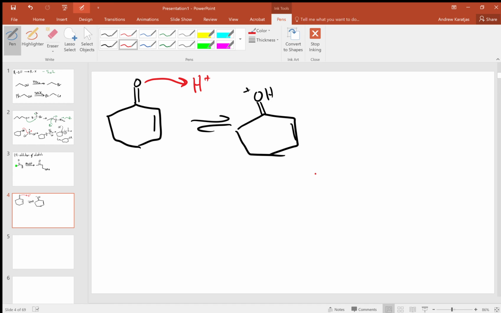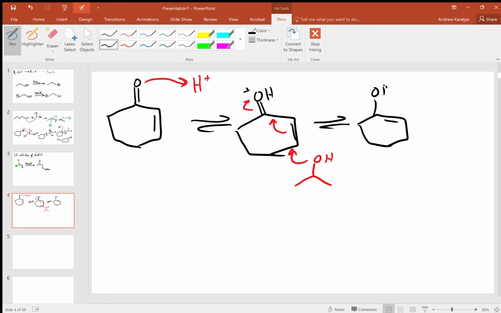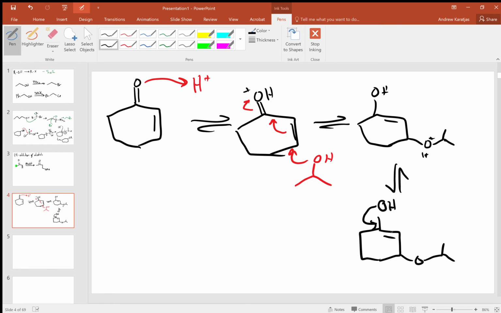Then our nucleophile, which we'll use isopropanol in this case as our nucleophile, will attack 1,4. We get the shifting of the pi electrons up onto oxygen. We get a deprotonation of the oxygen. And then the enol, or the alcohol attached to the carbon-carbon double bond, will add its electrons back in.